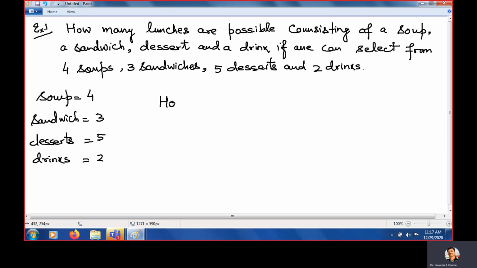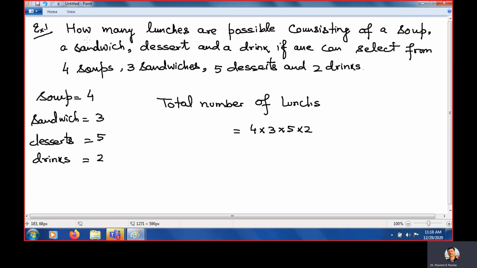So the total number of lunches is equal to how many? There will be 4 times 3 times 5 times 2. I told you, you need to multiply everything. Clear? Say I am at home and I need to drink a cold drink. How many cold drinks are available? 2 types are available. So there are 2 ways I can select. One way is 1 cold drink, another way is the second cold drink. Clear? So there are 2 ways.